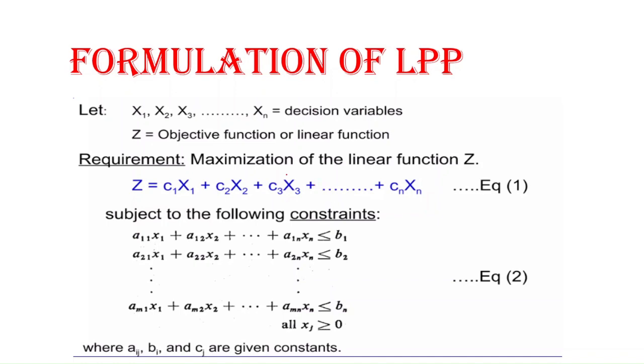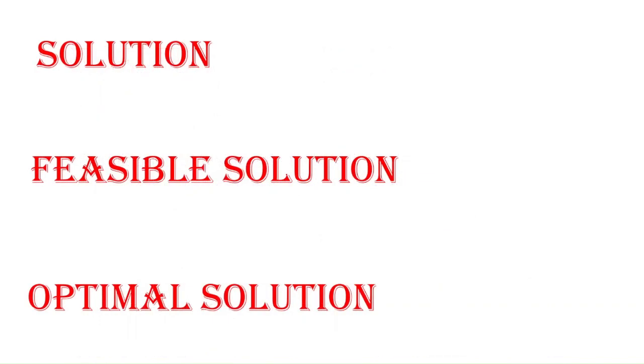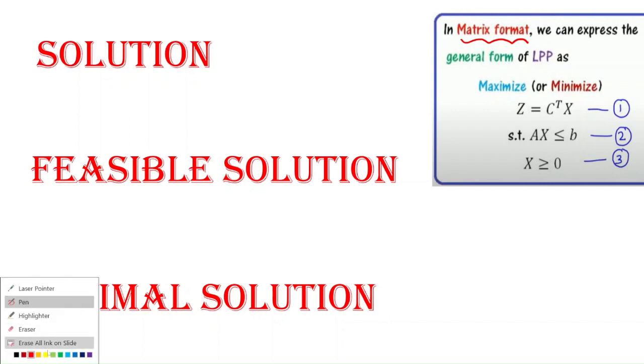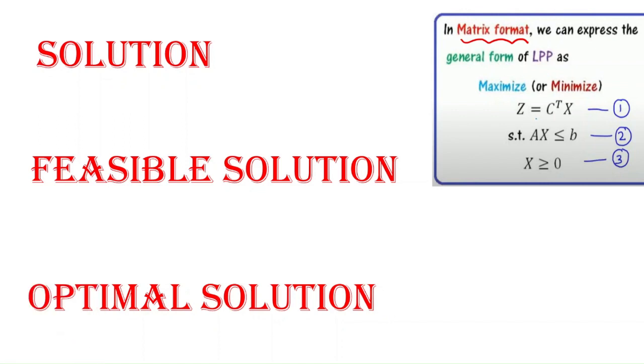So consider the definitions of solution, feasible solution, optimal solution. We can write the linear programming problem in the matrix format and in the form of maximize or minimize the objective function with the first equation, second equation and third equation. As first equation is the objective function, and the second and the third equation are the constraints that we have in our linear programming problem.